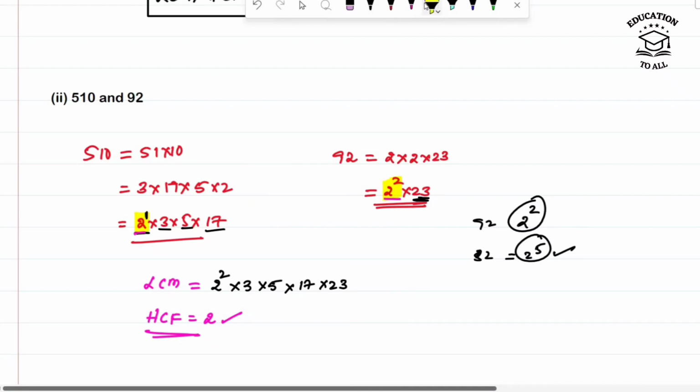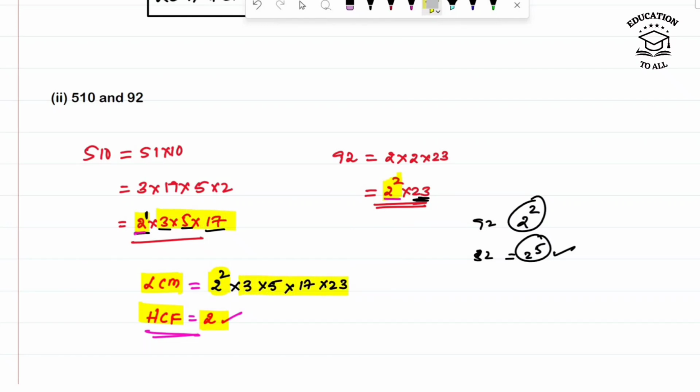What is the main difference between considering LCM and HCF? In HCF, only common and lowest. In LCM, whether or not they are common, we take the highest. If it has any common, the highest exponent is taken, and the remaining numbers, which are not common, we also have to take into the LCM. So now I multiply all these together, the LCM you will get as, check the calculations. When you multiply all these together, we get 1460, and the HCF is 2.